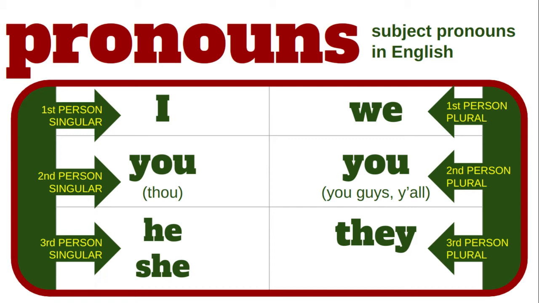So here are the subject pronouns again in English. I, you, he, she, we, you, and they. And again, the order that these are in is important to learn. We're always going to have the first person forms at the top, the second person forms in the middle, and the third person forms at the end. And we're always going to have the singular forms on the left side of the chart and the plural forms on the right.